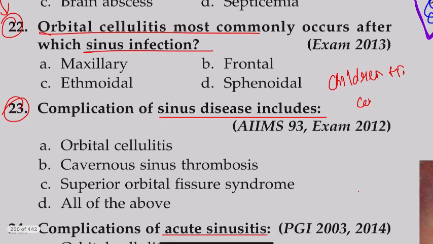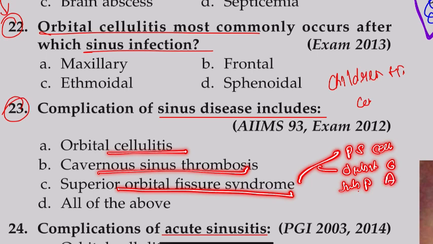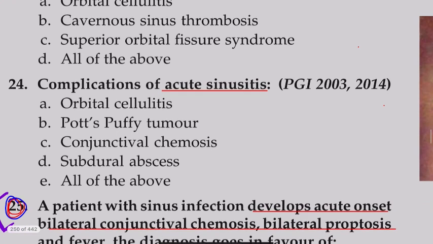Now moving further, complications of sinus disease include orbital cellulitis, yes, in ethmoidal sinusitis. Cavernous sinus thrombosis, yes, it is also seen, right? Talking about cavernous sinus thrombosis, it is an intracranial complication. Now superior orbital fissure syndrome, yes, it is an orbital complication. Orbital complications include preseptal cellulitis, and then orbital cellulitis, subperiosteal abscess, then orbital abscess. Two cellulitis, preseptal and orbital, and two abscesses, subperiosteal abscess and orbital abscess. So for the complications of acute sinusitis, the answer is all.